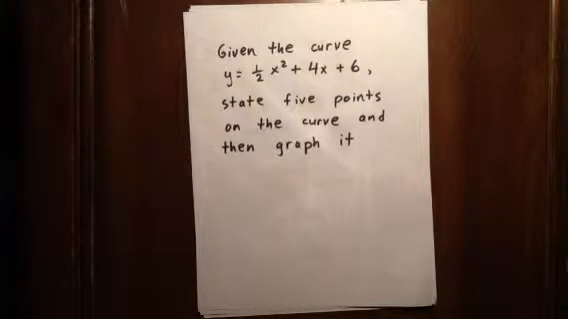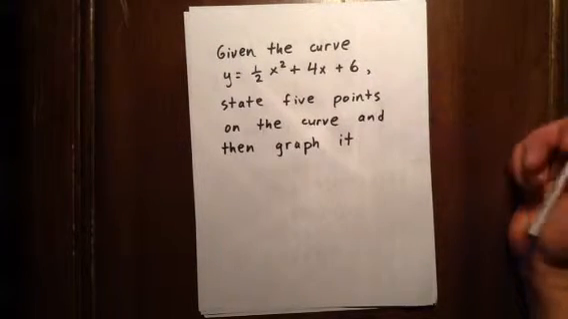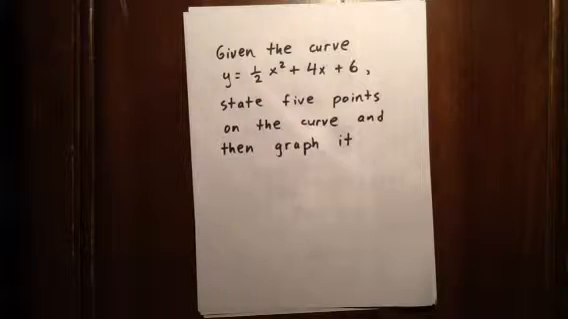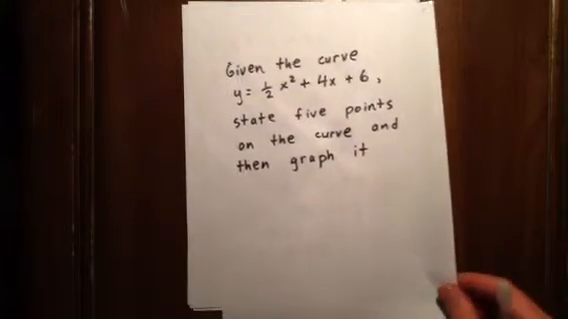In this question, we're given the curve y equals 1/2 x squared plus 4x plus 6, and we're going to state 5 points on the curve, and then we're going to graph it. Well, this curve is not given to us in vertex form. It's given to us in standard form. So our first job is going to be to get it into vertex form. I'm going to use the process of partial factoring to do that.